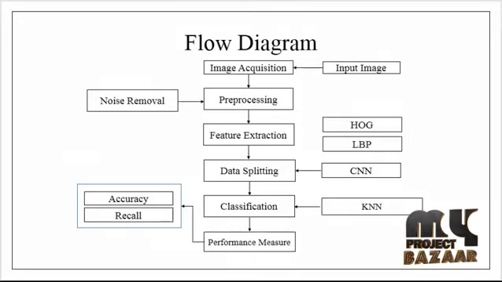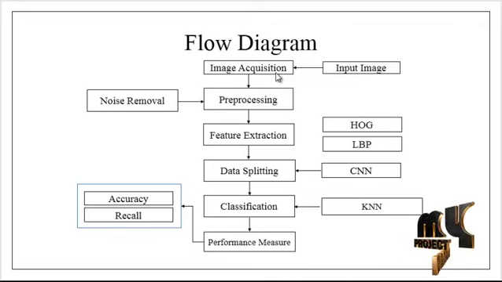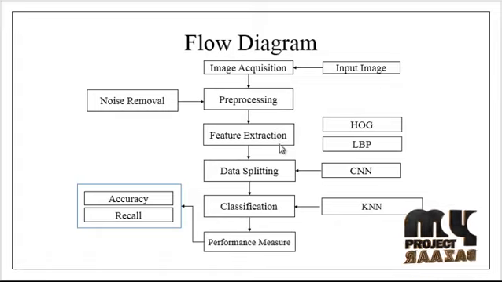Now we are going to discuss the flow diagram of the process. This is the overall execution of the process. These are the modules we have done in this process: image acquisition, pre-processing, feature extraction, data splitting, classification, and finally performance measures. The first stage of the process is image acquisition.